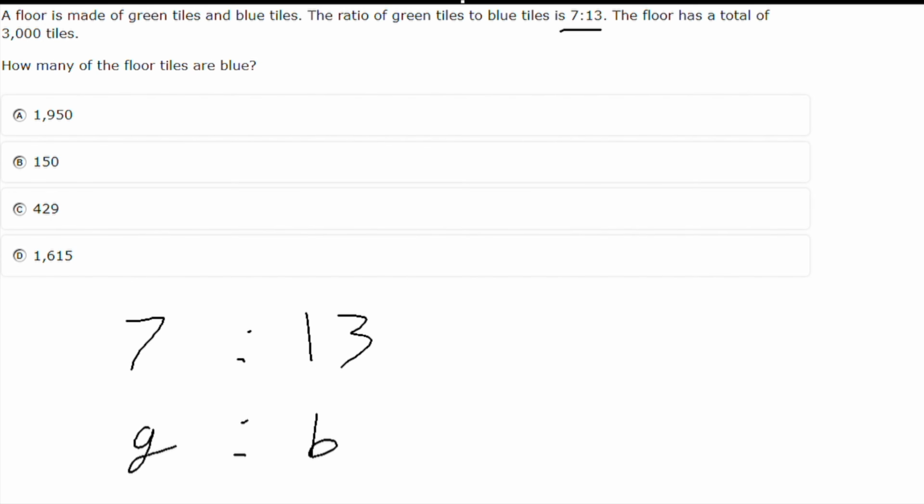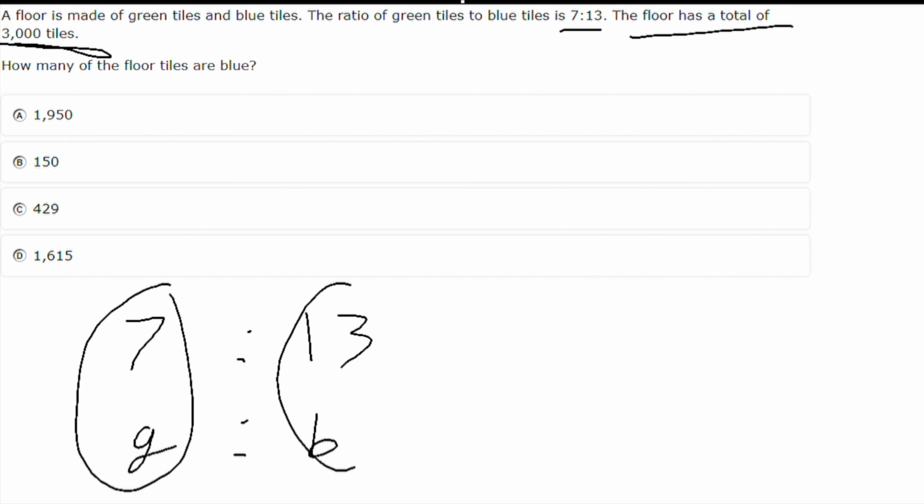Okay. Now the question asks us how many of the floor tiles are blue. Now what are we given? The floor has a total of 3,000 tiles. So we're not given the total number of green or blue tiles, but we are given the total number of both of those combined. Whenever you are presented with a situation like this, we're going to create a new ratio.